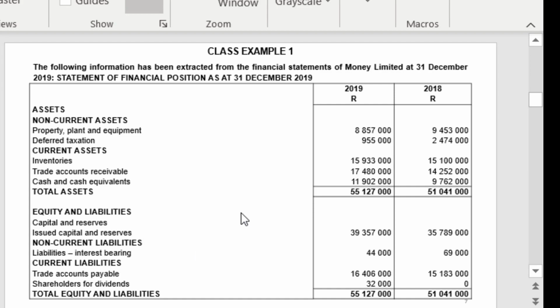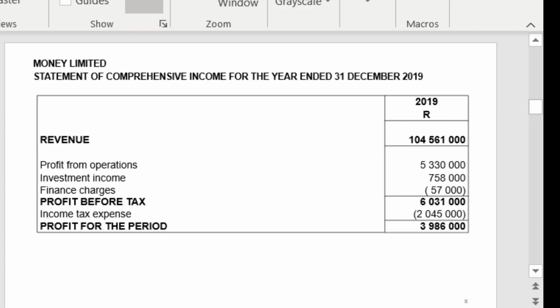Let's look at this class example as to what is provided. We are given the statement of financial position with all different transactions: assets, equity, and liability transactions. We are also provided with a statement of comprehensive income, and when it comes to the statement of comprehensive income, it is very important to know that we are given revenue.